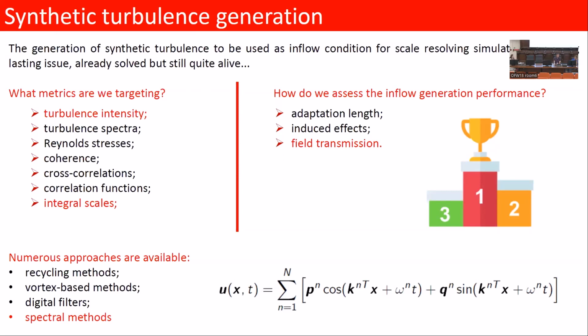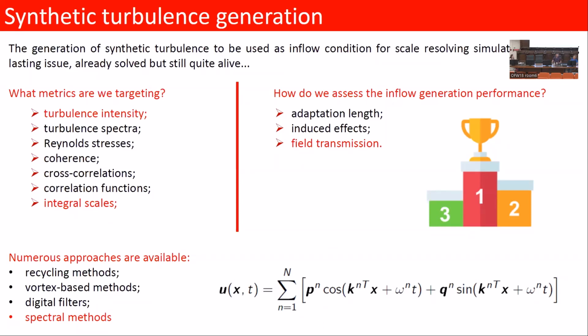Many times what you want is to match turbulence intensity or turbulence spectra, which is correlated, of course, with Reynolds stresses, coherence, and other metrics of turbulence. The method I will present is designed for computational wind engineering, and we will target mainly turbulence intensity and integral scales. And the other thing is, how do I measure whether the results I get are good or not? Well, there are different approaches to that. One is to measure the adaptation length of the boundary layer you generate.